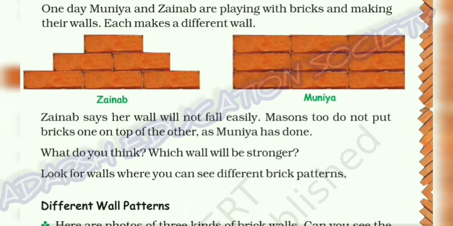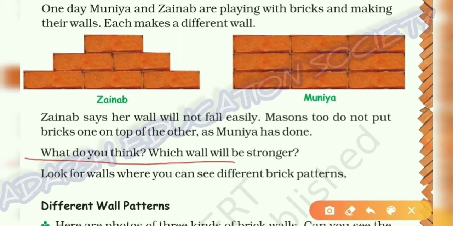Here they are asking us a question. What do you think, which wall will be stronger? Children, we can clearly see the difference between both of the walls. So here the answer is Zainab's wall will be stronger because she puts bricks like masons put them on their walls.